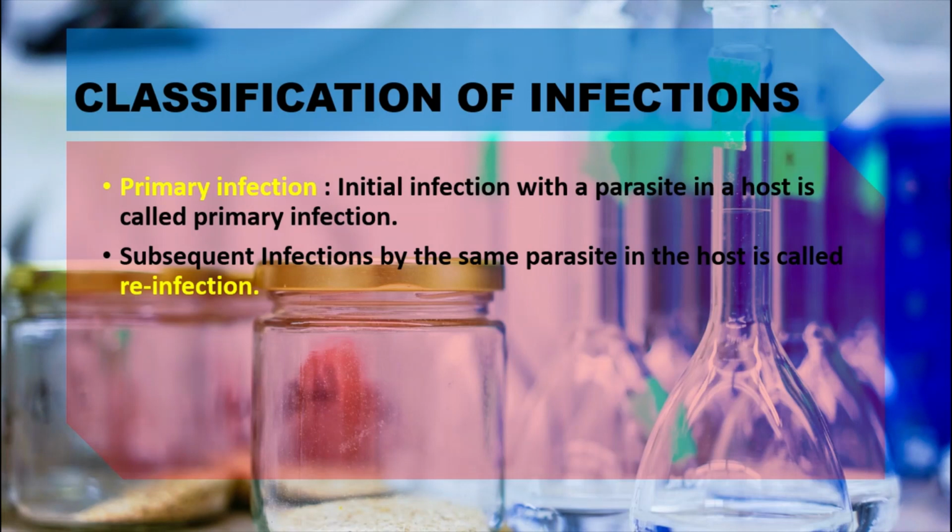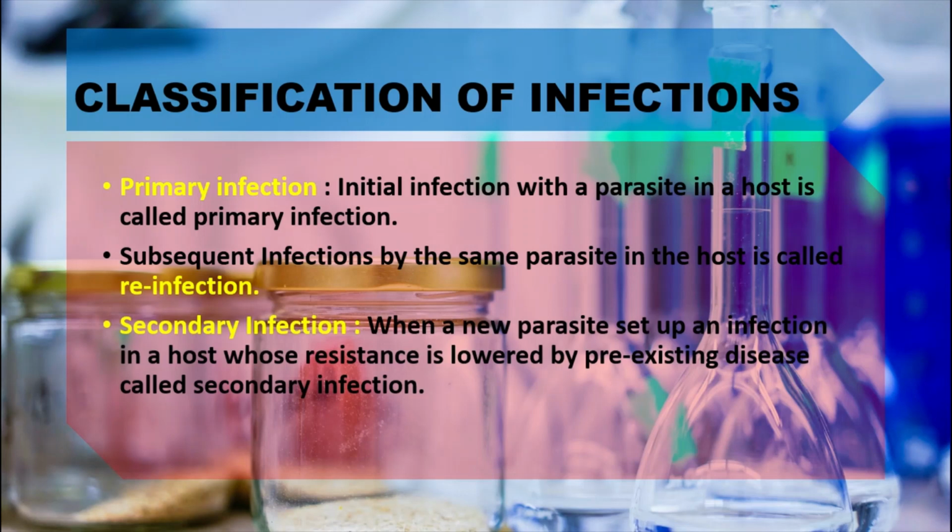Now here you must understand the term reinfection. Reinfection means a subsequent infection by the same parasite, while the term secondary infection is used when a new parasite sets up an infection in a host whose resistance is lowered by a pre-existing disease. You should not confuse reinfection with secondary infection, because reinfection is by the same parasite, while in secondary infection the first infection, caused by any organism, lowers the resistance, and subsequently another parasite can cause harm to the host. That is referred to as secondary infection.